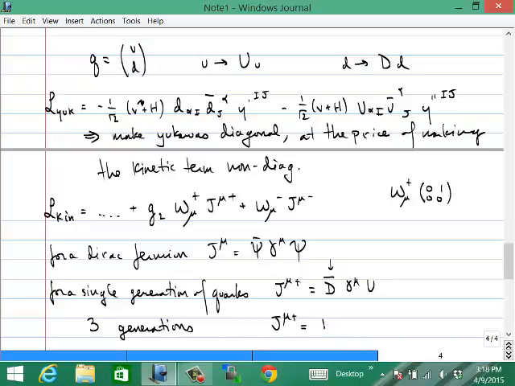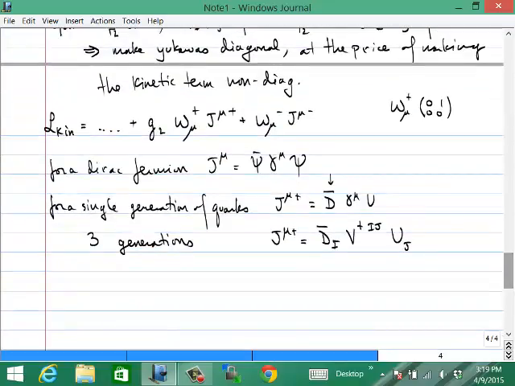And so you get a d, you get a generation index, and you'll get some matrix, Vij, times Uj. Okay. So V is some 3x3 complex matrix.